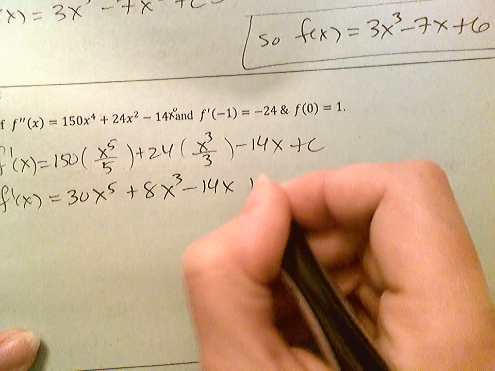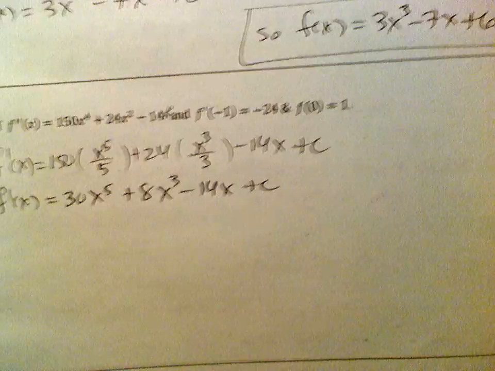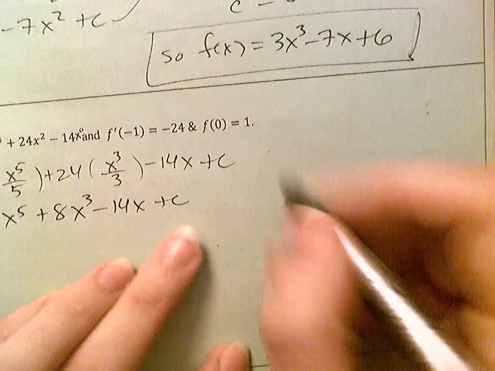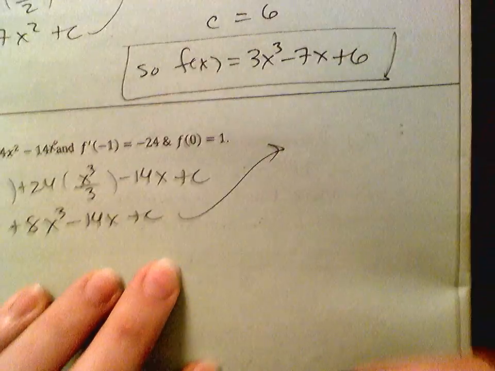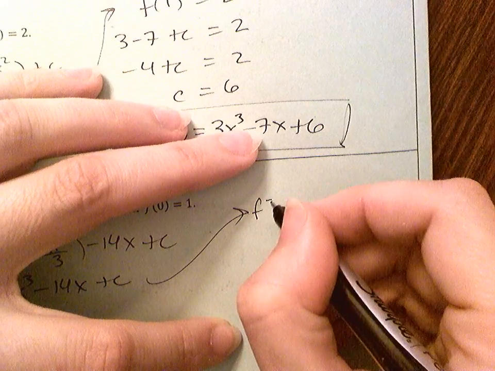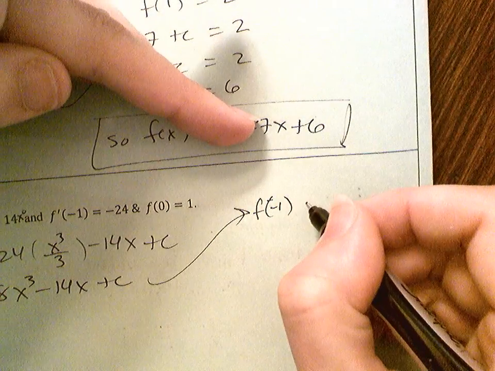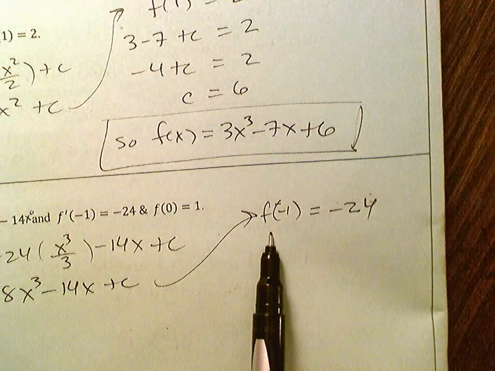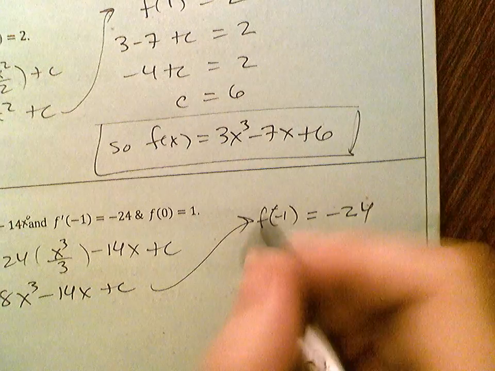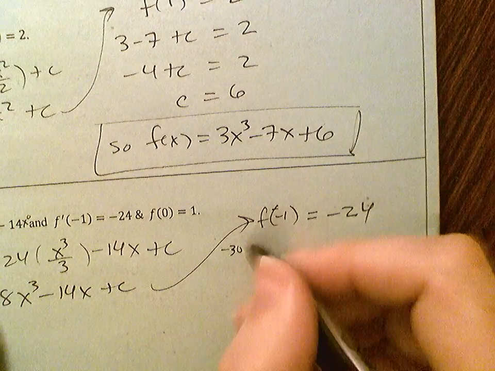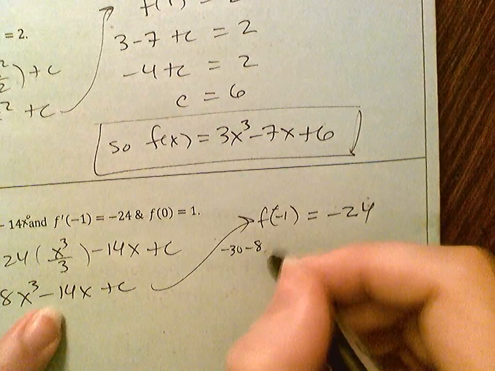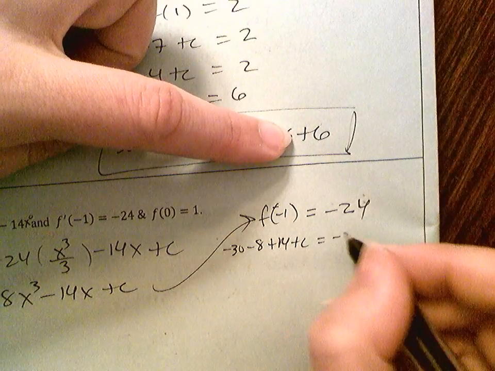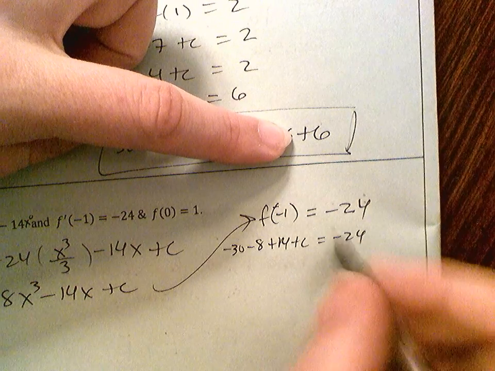Minus 14x plus c. Okay, so this is the family. This is the antiderivative family. And we know that f of negative 1 equals negative 24. So on the left side here, I'm going to plug in -1 into the antiderivative that I found. And I get -30 minus 8 plus 14 plus c equals -24.